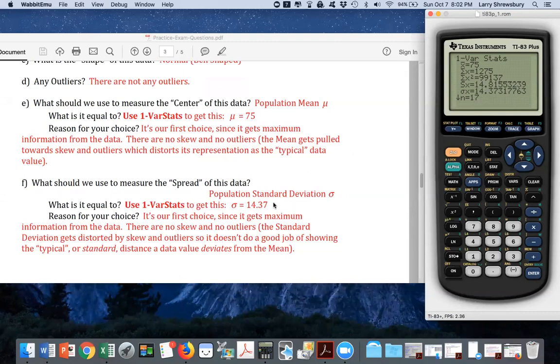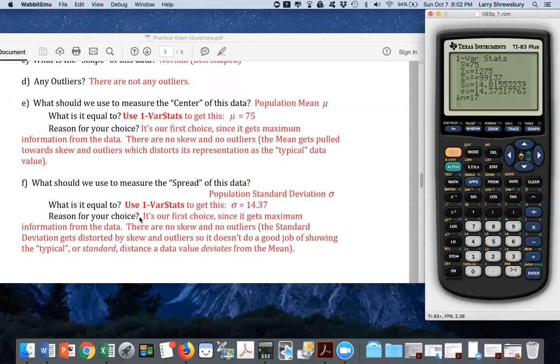So no, you don't have to calculate it by hand, thank goodness. Now, why did we choose it? Well, it's our first choice because it definitely gets maximum information from the data, which makes it a tedious calculation. There's no skew and no outliers because the standard deviation would get distorted by those. And then it wouldn't do as good a job of showing the typical or standard distance a data value deviates from the mean. Or you could say that wouldn't do as good a job of measuring the variability of the data. Okay, so these are what nice, thorough answers would look like.